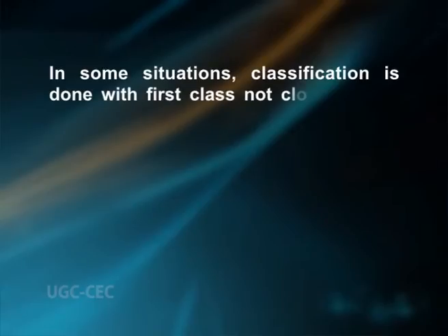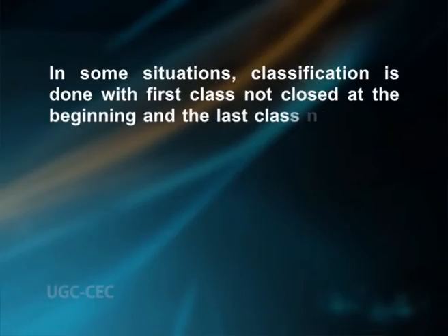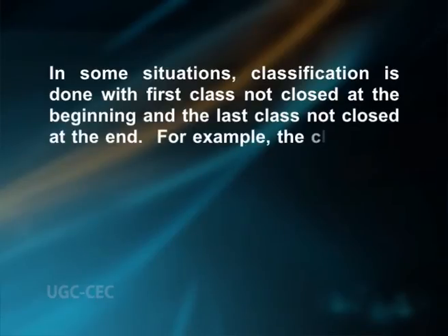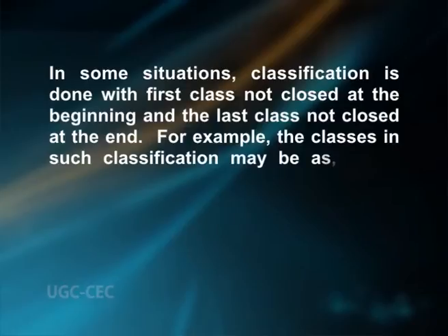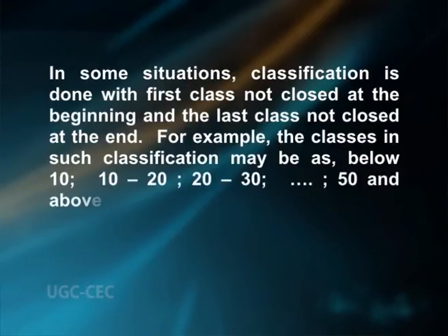10 to 20. In the inclusive method of classes, the lower limit of a class is the next value of the upper limit of the preceding class. Following are the classes coming under the inclusive method: 0 to 9, 10 to 19, 20 to 29, etc. In some situations, classification is done with the first class not closed at the beginning and the last class not closed at the end. For example, the classes in such classification may be below 10, 10 to 20, 20 to 30, etc., 50 and above. This type of classification is the classification with open-ended classes.